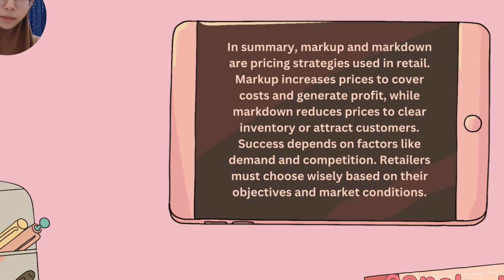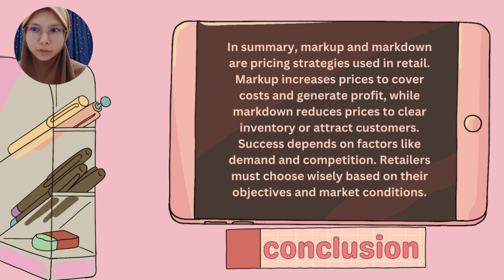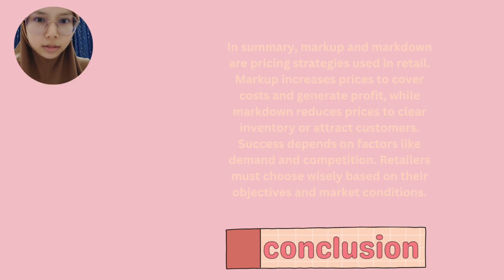Okay, so in summary, markup and markdown are pricing strategies in retail. Markup increases prices to cover costs and generate profit, while markdown reduces prices to clear inventory or attract customers. Success depends on factors like demand and competition. Retailers must choose wisely based on their objective and market conditions.